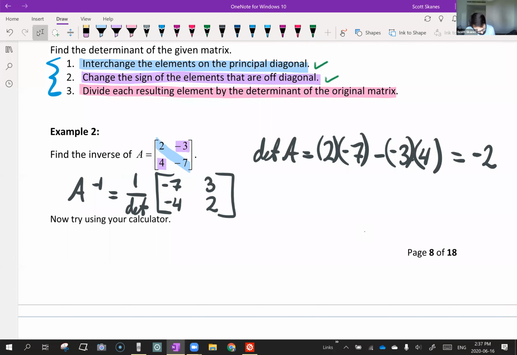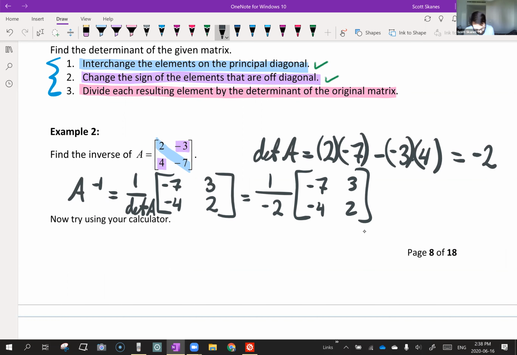Let me make this a little more clear. This should have said A, really. So really what I'm doing, I have -2. I'm going to divide every term in my matrix by -2. And this will give us our inverse.